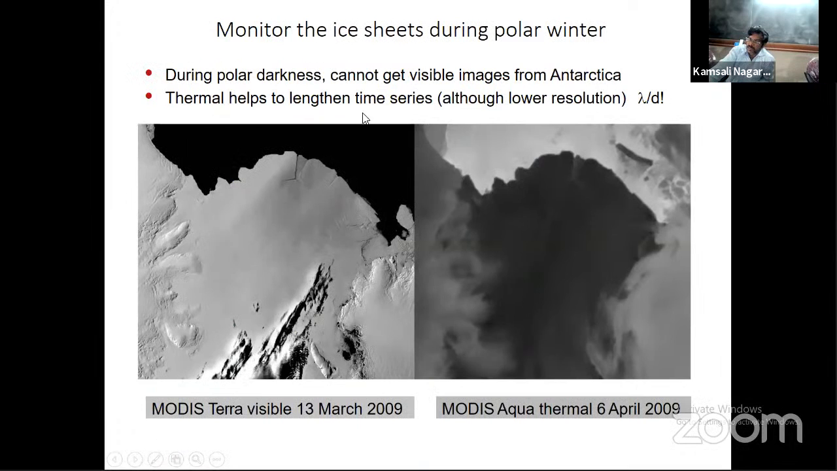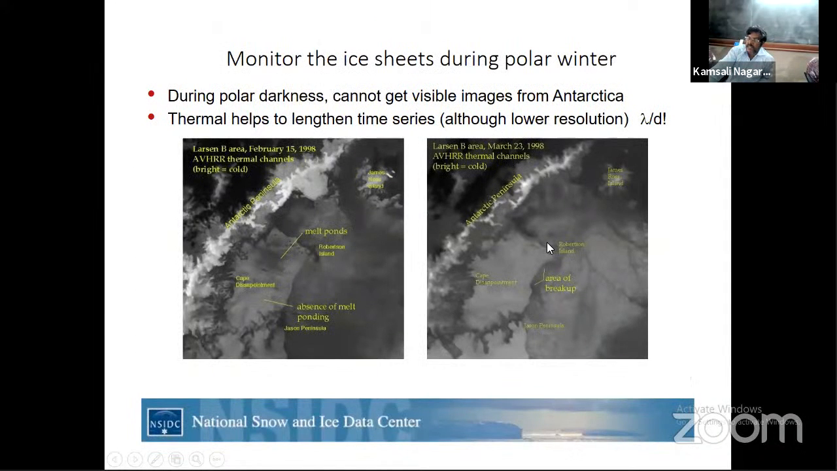See that this is monitoring the ice sheets during the polar winter, how it has to happen. During polar darkness, you cannot get visible images of Antarctica. That's why one has to go for thermal images. Even ice sheet movement can also be monitored.